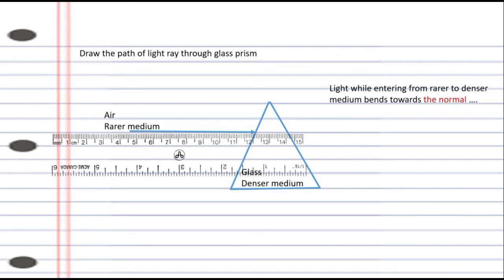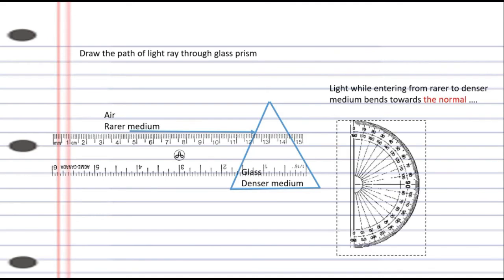But where is the normal? We require a protractor to draw the normal. And where to draw the normal? It is on this plane. Again, we have to draw the normal on this plane.